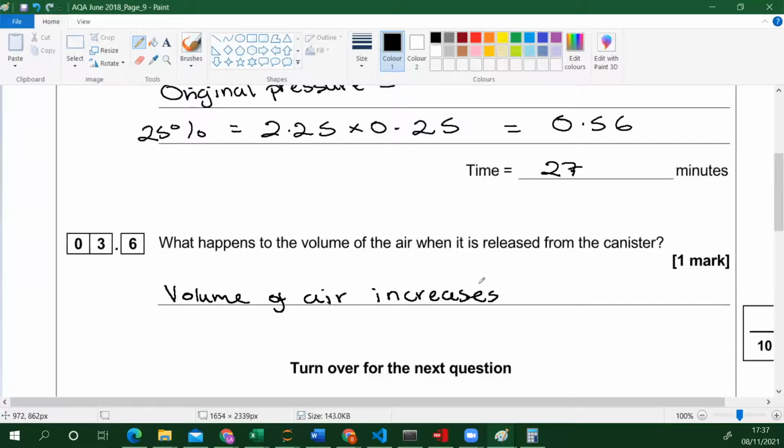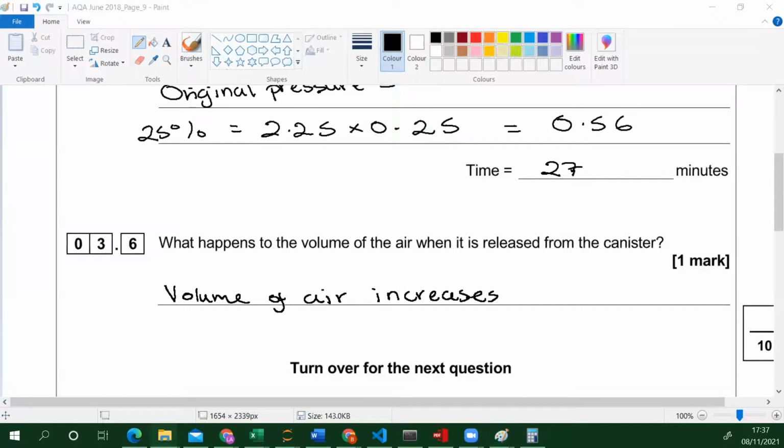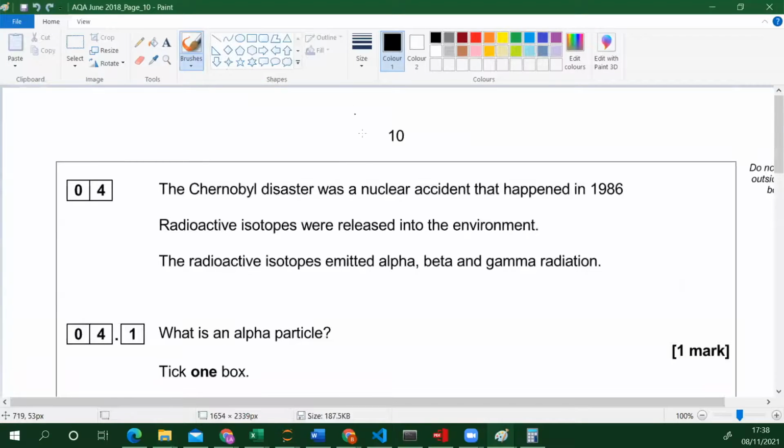I think people could get confused with that one. It's not asking about the canister, it's actually asking about the actual air itself. Okay, so now look at the next question. Let's open it up. A completely different question, not about pressure at all.